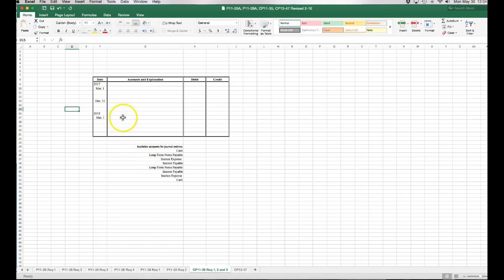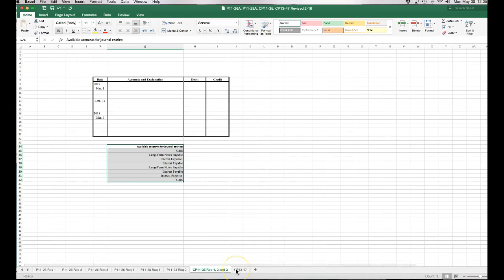Then the third entry on March 1st is going to be when 1 year of that note comes due, not the full note, just 1 year. So 1/5 of that note becomes payable. And you want to calculate the interest for the remaining amounts, for the remaining months. So from January 1st to March 1st, calculate the number of months when you're calculating that interest. And these are your available accounts for your journal entries that you're going to be using in this problem.